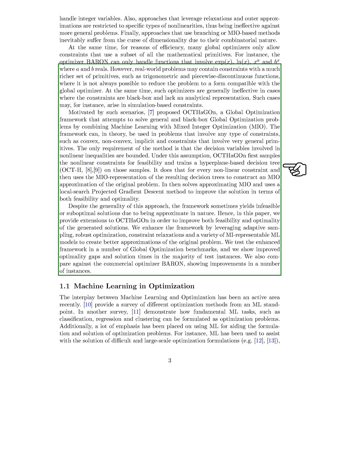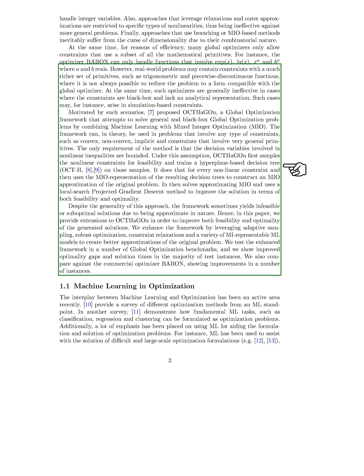OCTHaGOn first samples the nonlinear constraints for feasibility and trains a hyperplane-based decision tree on those samples. It does this for every nonlinear constraint and then uses the MIO representation of the resulting decision trees to construct an MIO approximation of the original problem. It then solves the approximating MIO and uses a local search projected gradient descent method to improve the solution in terms of both feasibility and optimality.